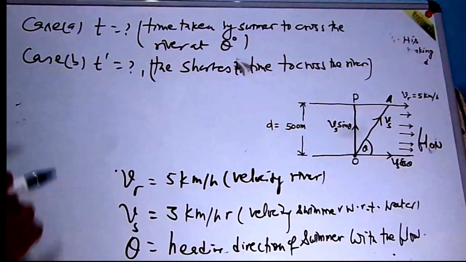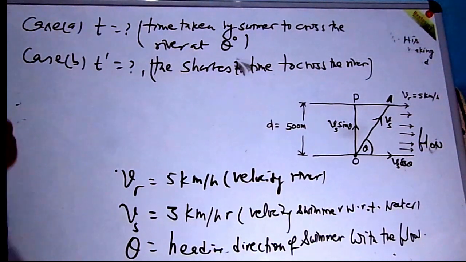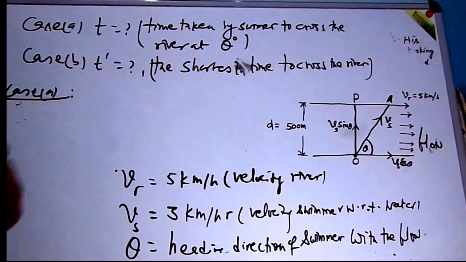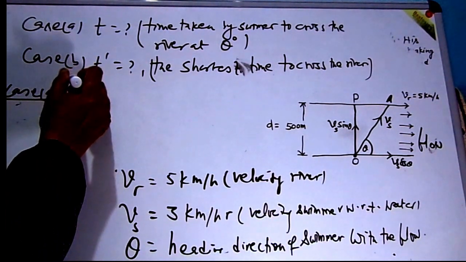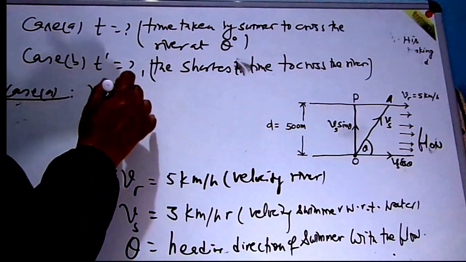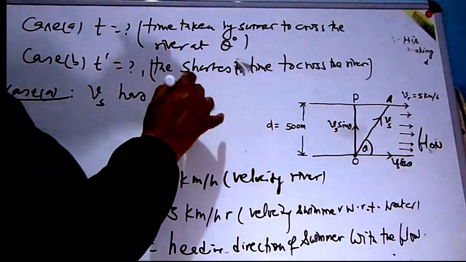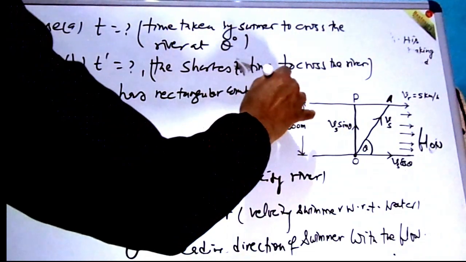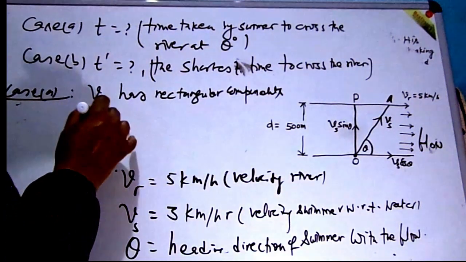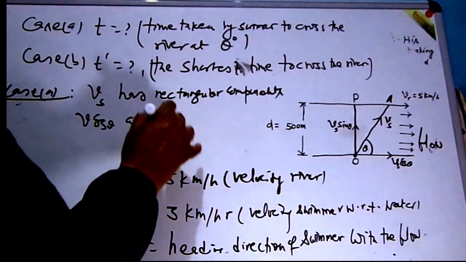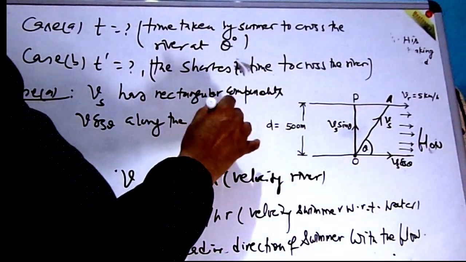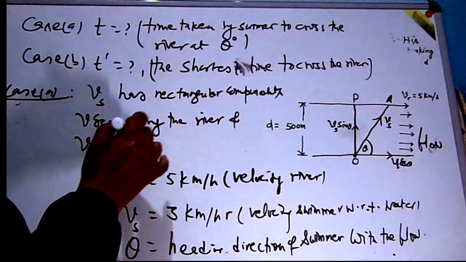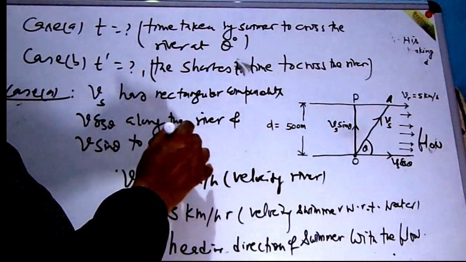पहिलो केसको लागि हामी के भन्न सक्छौं त, for case 1, for case A को लागि है, Vs has rectangular components. V cos theta along the river, and V sin theta to cross the river.